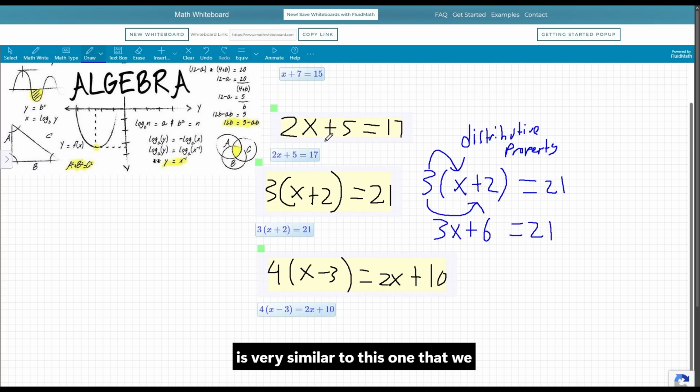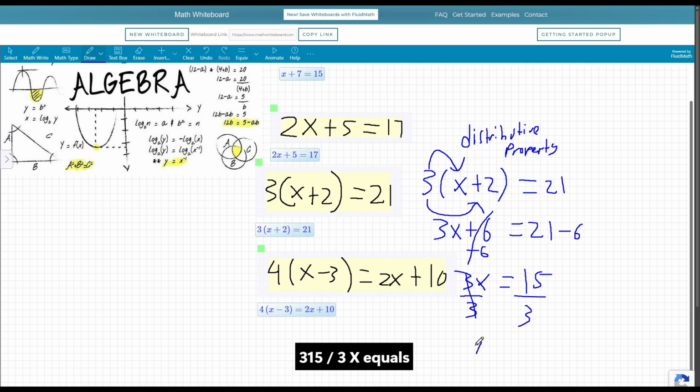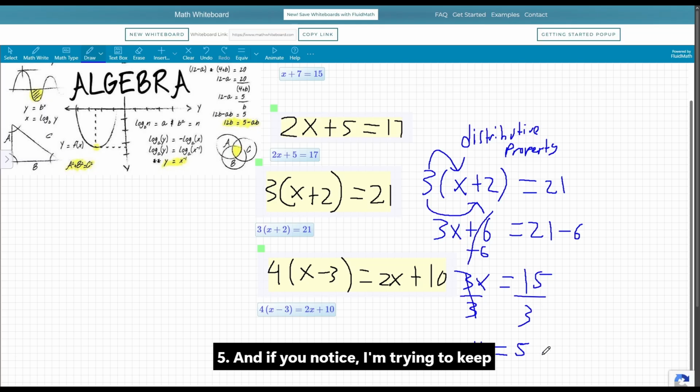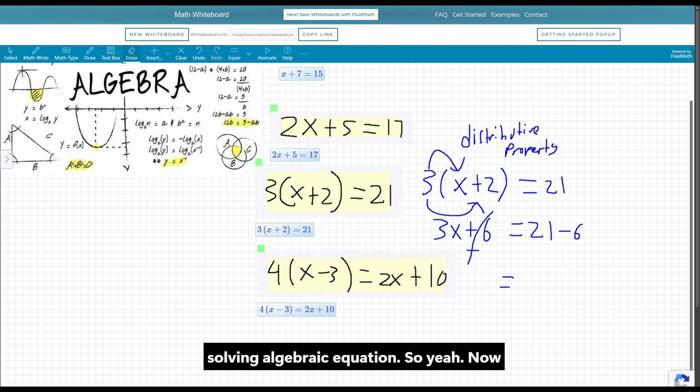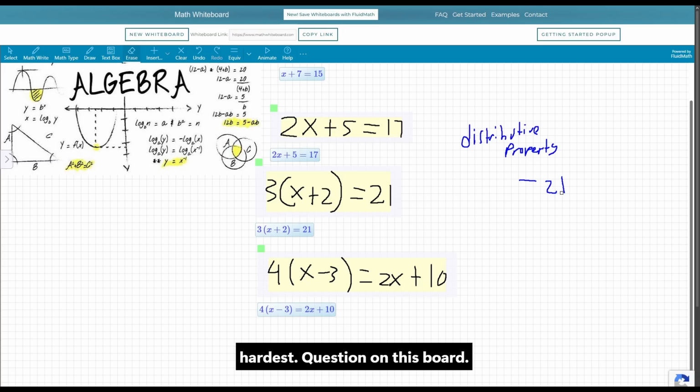Now this equation is very similar to the one that we just did, so it's the same steps. So minus 6, turn this to 0, cancel it out. So 3x equals 21 minus 6, which is 15. And then we want to isolate x by itself, divide this by 3, divide this by 3, 15 divided by 3, x equals 5. And if you notice, I'm trying to keep all the numbers and equal signs aligned with each other to make things more organized, and that's what you should be doing when you're solving an algebraic equation.